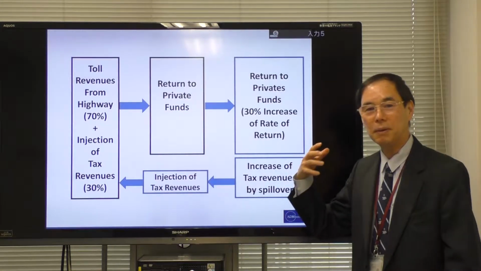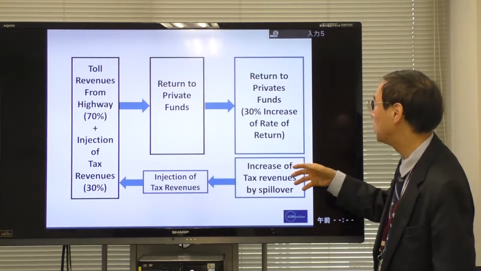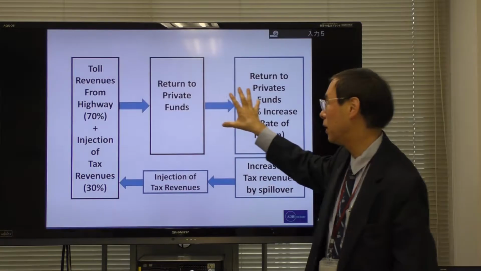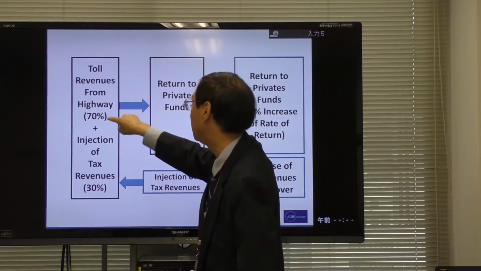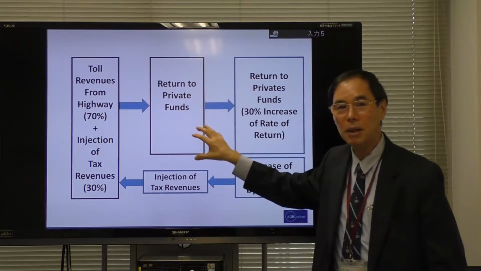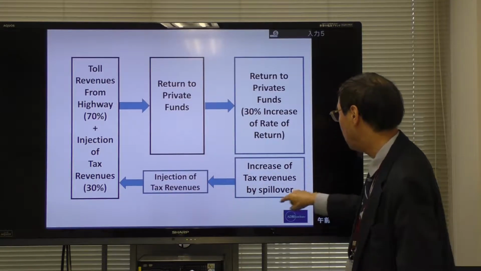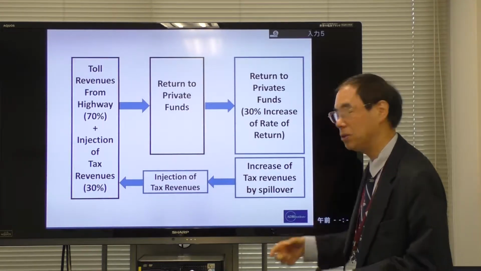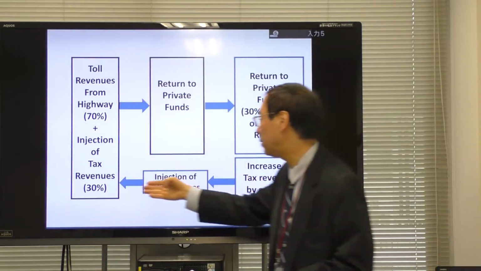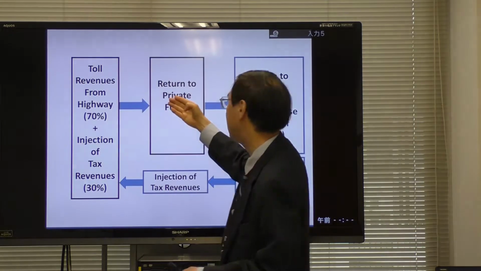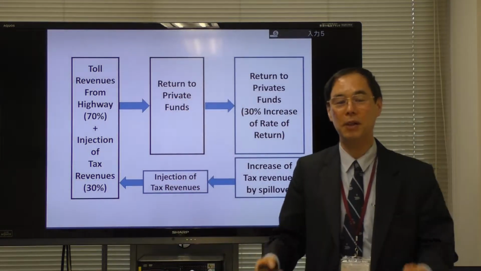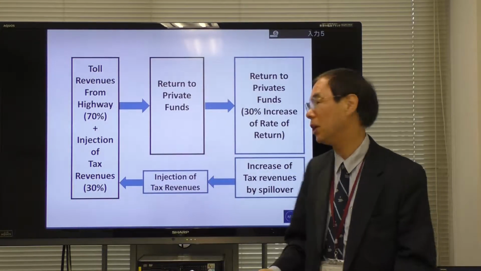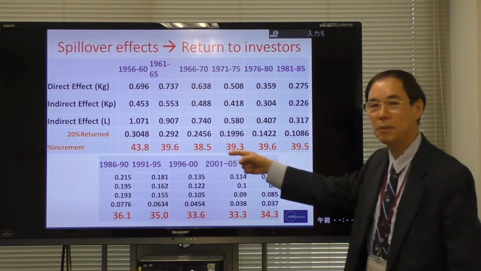So in this presentation, I would like to propose that the returns for the investors in infrastructure come not only from toll revenues, but also from the spillover effects of the region that will increase tax revenues in those regions. And part of those tax revenues can be returned to the investors for infrastructure. That will increase the rate of return and bankable projects. And this is one of the examples.